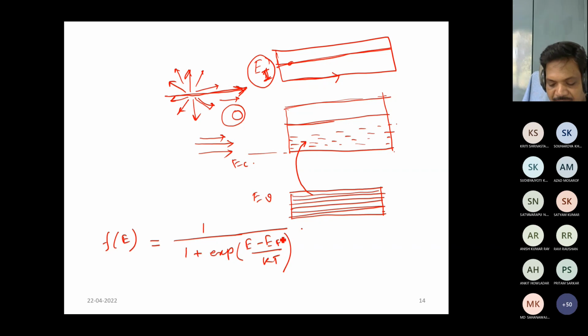This EF is known as the Fermi energy. Now let us try to understand the significance of this distribution function and how it will change with the variation of temperature.